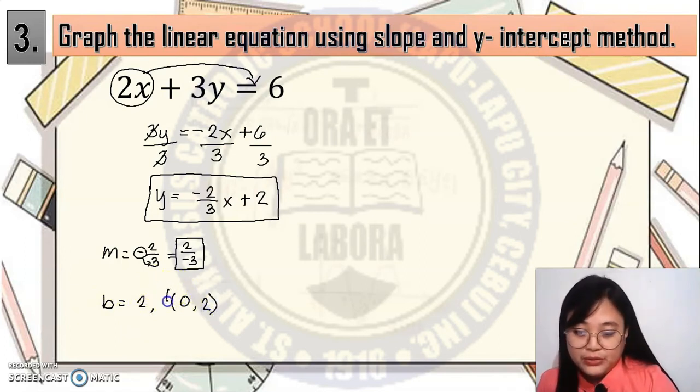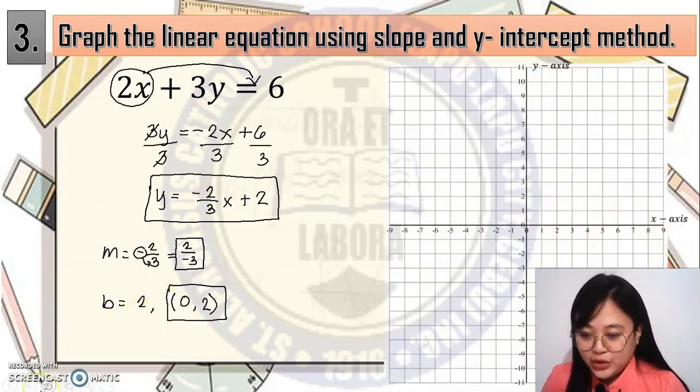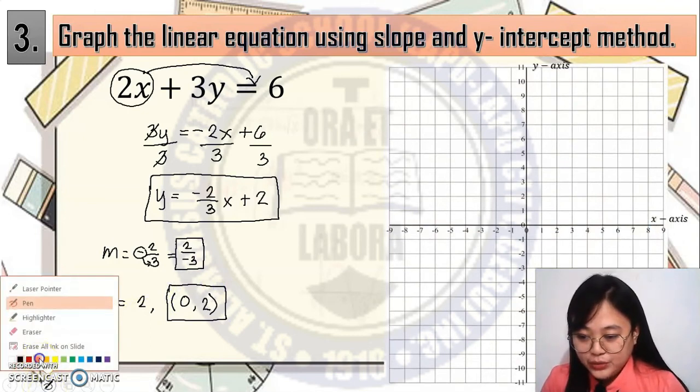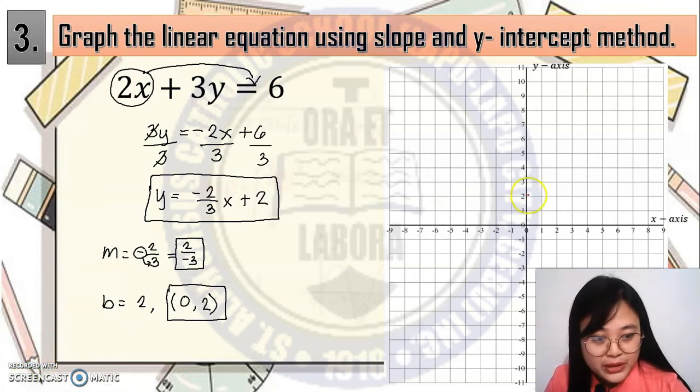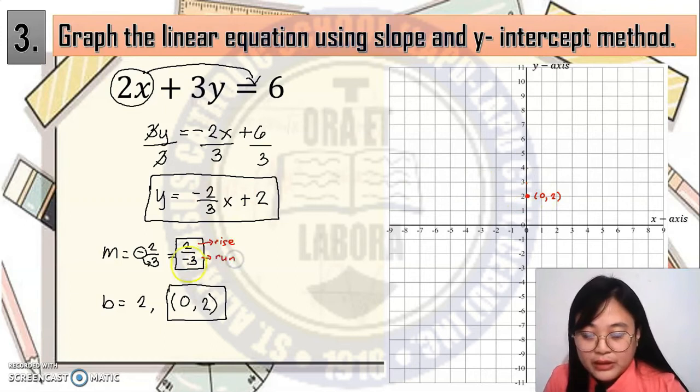Okay, so we need to graph. We're going to start with the y-intercept 0, 2. 0, 2 is here. 0, 2, label it properly. You're going to rise 2 units upward, so 1, 2, and run to the left 3 units because it's negative, so 1, 2, 3, and this would be negative 3, 4.